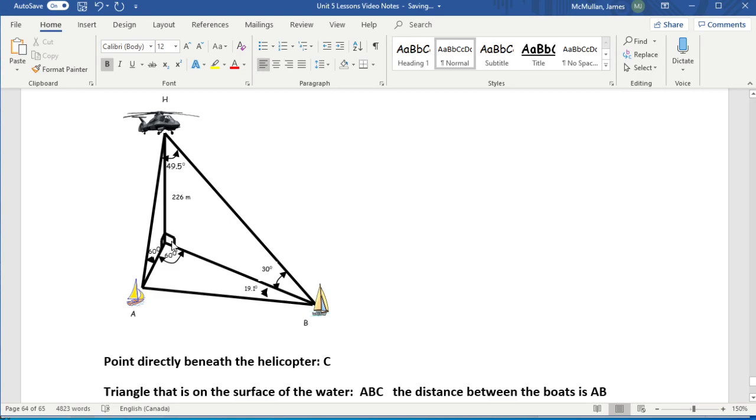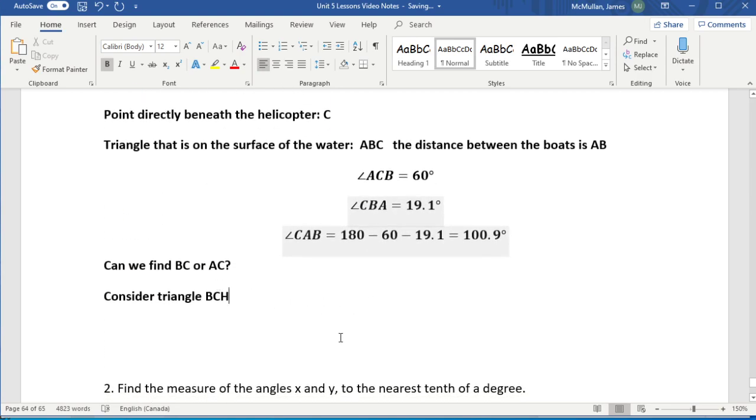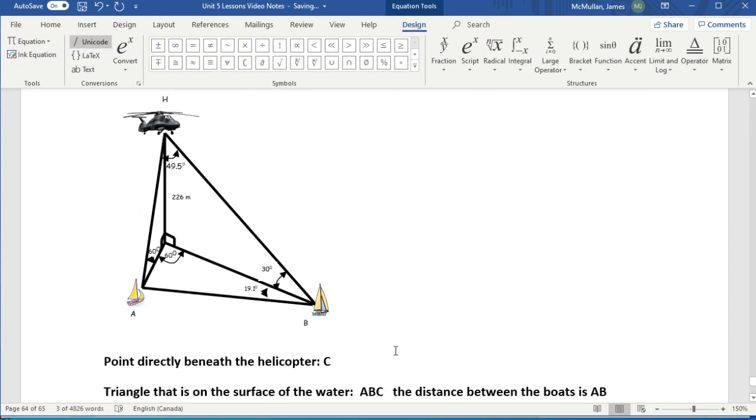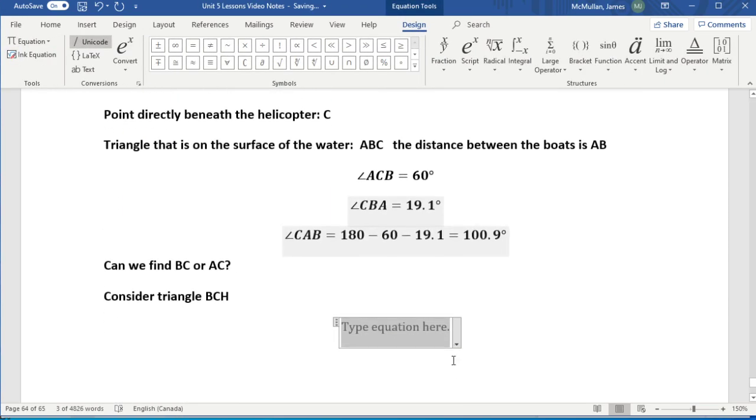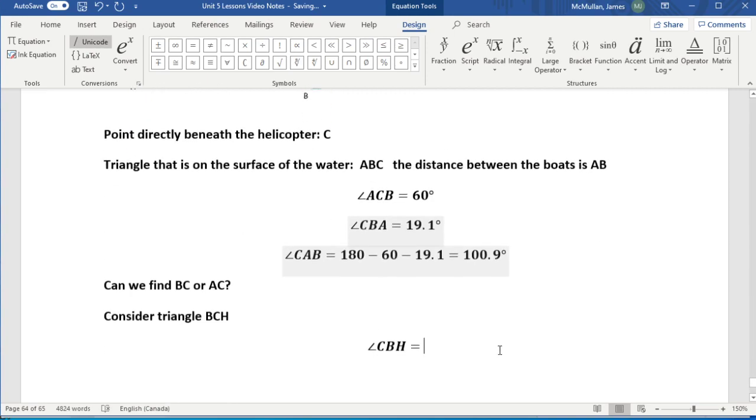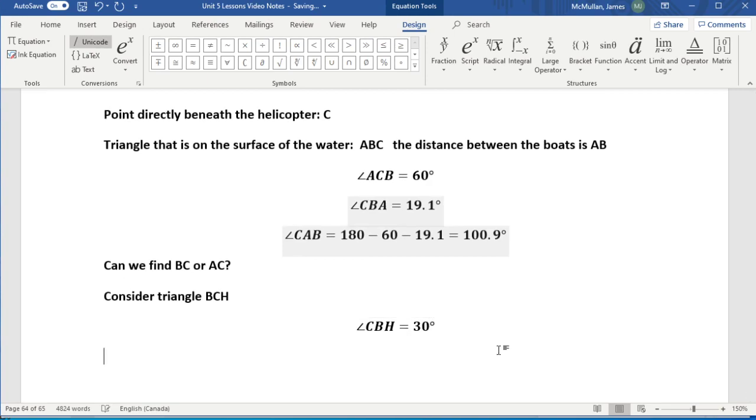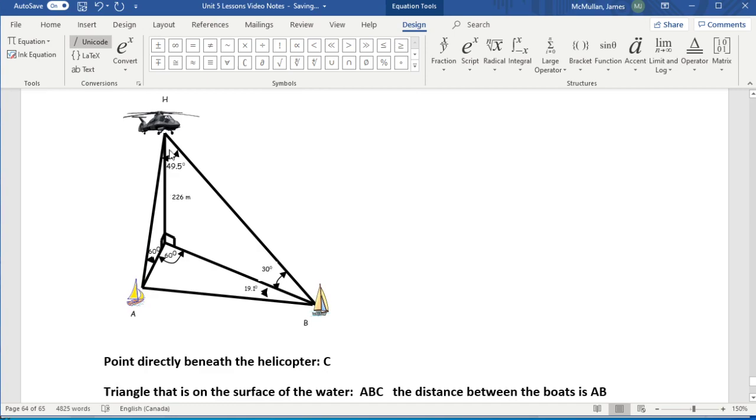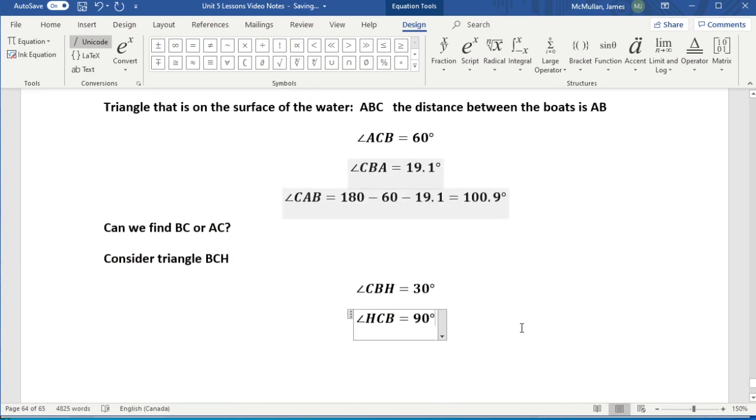We know that this is a 90-degree angle, and this is 226. So let's write down what we know about this one. First of all, angle CBH is equal to 30. Angle HCB is 90, and we also know that the length from C to H is 226.